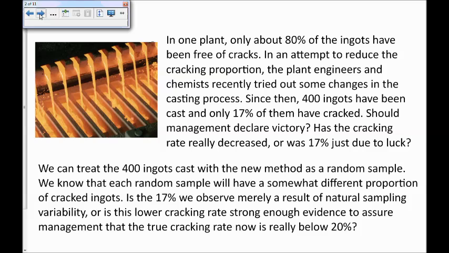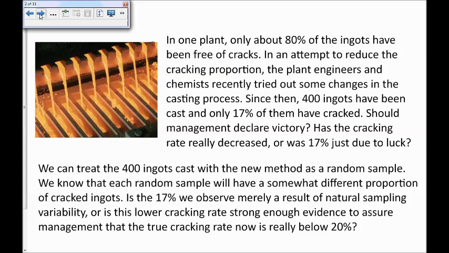In one plant, they're molding these ingots out of metal, and only about 80% of the ingots have been free of cracks. And when there is a crack, they have to melt it down and recast it, and it's a very expensive process. So they want to reduce the number of ingots that have cracks.